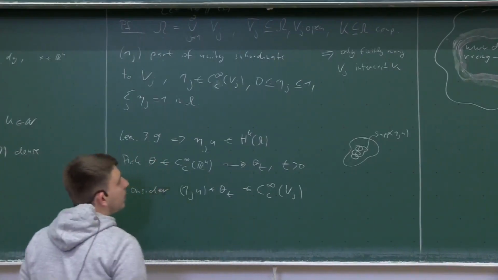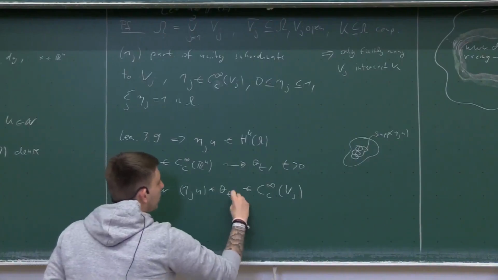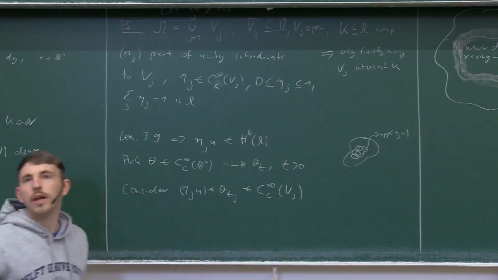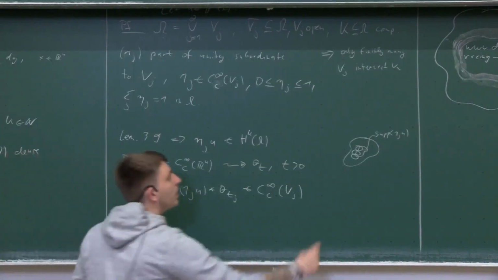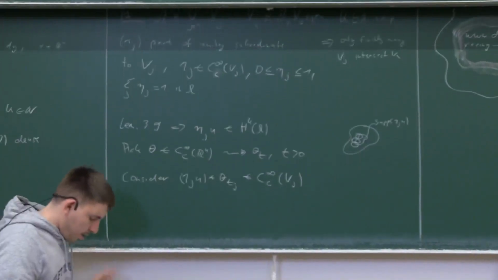Okay, but how I have to take this is really Vj dependent. So I should write here: for t j that is small enough, depending on Vj and the support of eta j u.